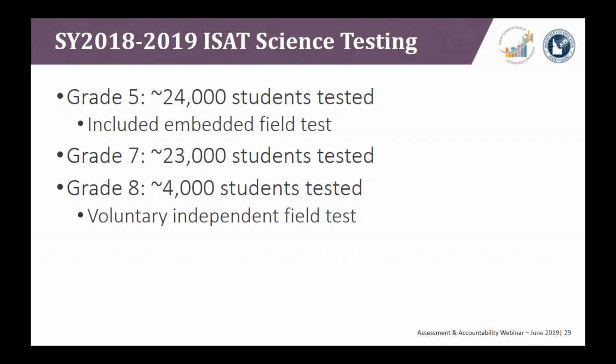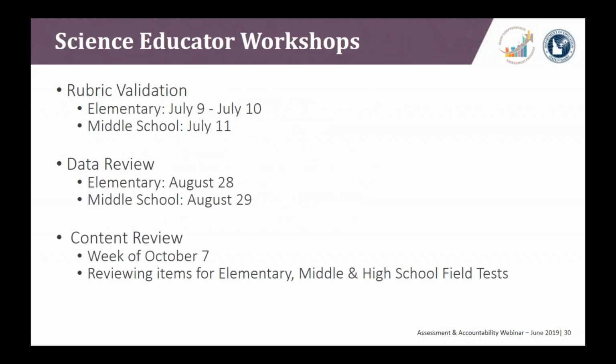For our grade 5, we included some embedded field test items, and then for our grade 8, we had about 4,000 students tested in a voluntary independent field test. So thanks so much for all the schools and districts that participated in those field tests. The next steps for those field test items are 2 workshops that we're going to have scheduled for this summer. Rubric validation is basically just checking to make sure the rubric on those particular items are working correctly.